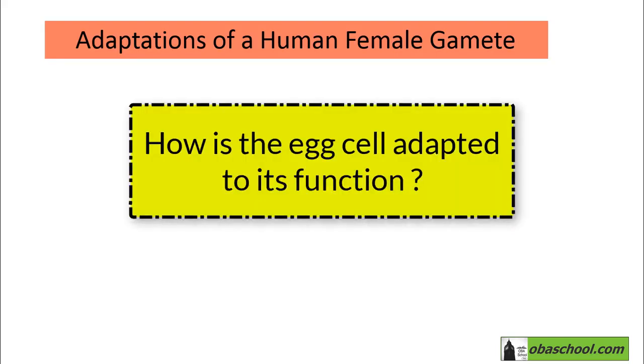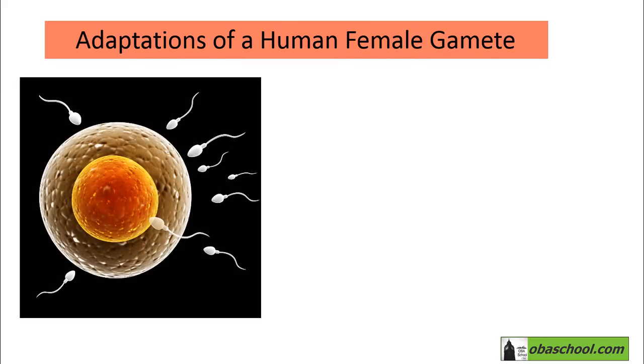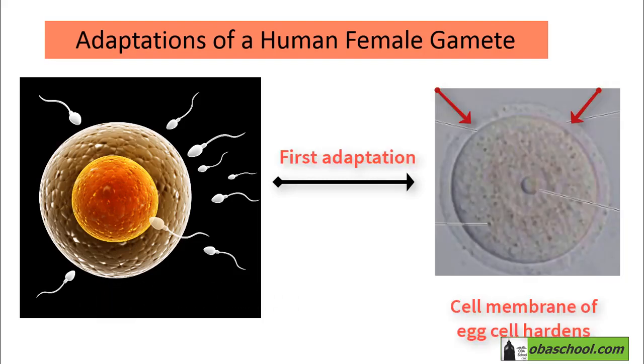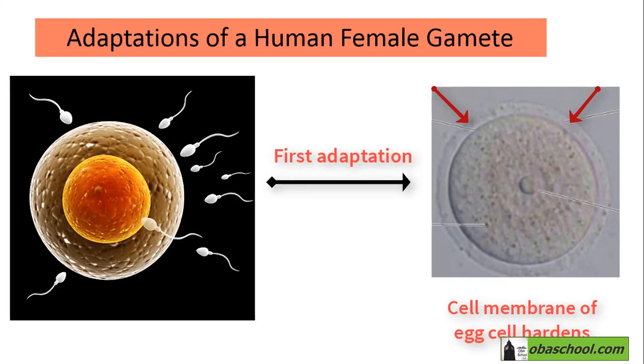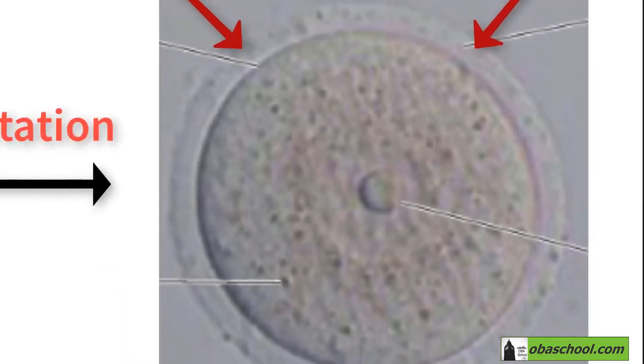How is the egg cell or the female gamete adapted to its function? The first adaptation is that after the sperm cell fuses with the cell membrane of the egg cell, or after fertilization occurs, the cell membrane of the egg cell becomes hard to stop other sperm cells from entering. This happens to ensure that only one sperm cell enters the egg cell.